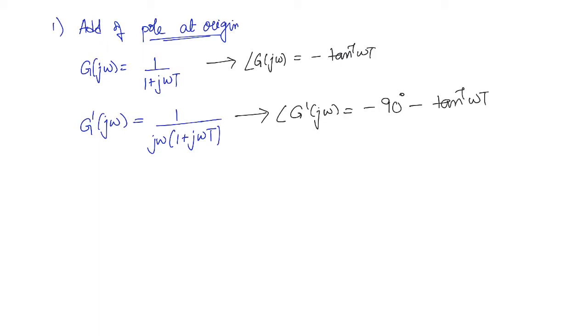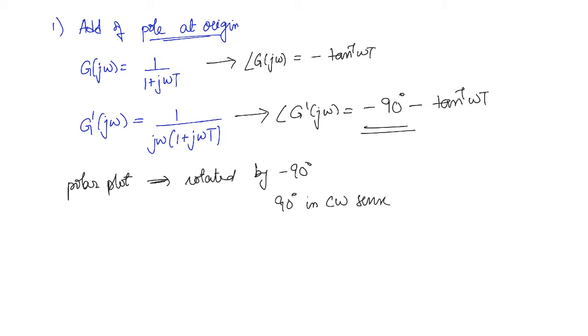So you can see that when a pole is added at origin, the phase is changing by minus 90 degrees. That means the polar plot will be rotated by minus 90 degrees, or you can say it is rotated by 90 degrees in the clockwise sense, because a negative angle implies that it is in the clockwise sense.